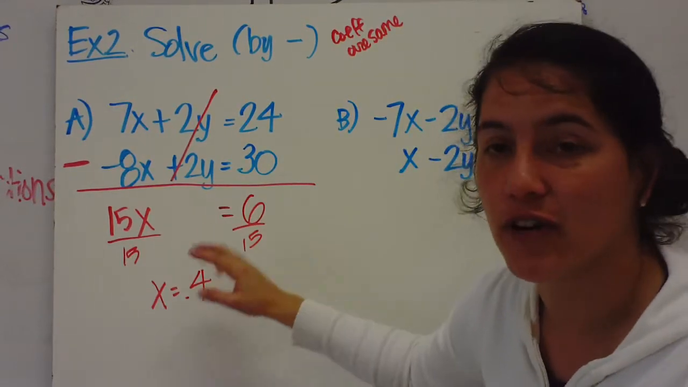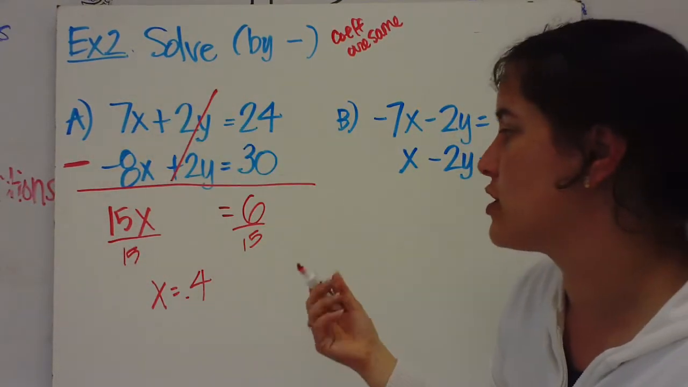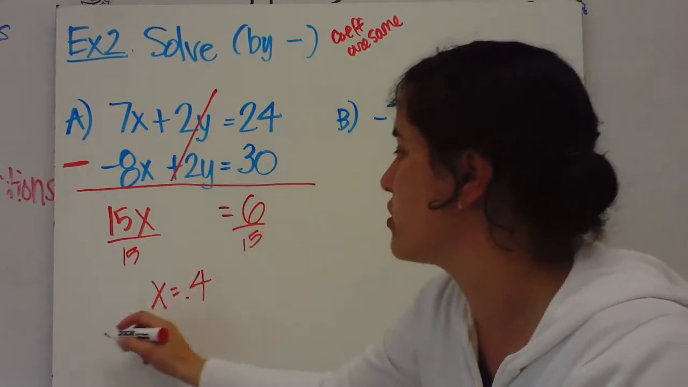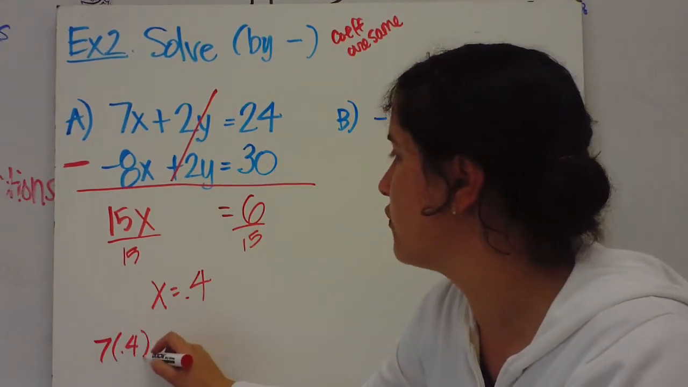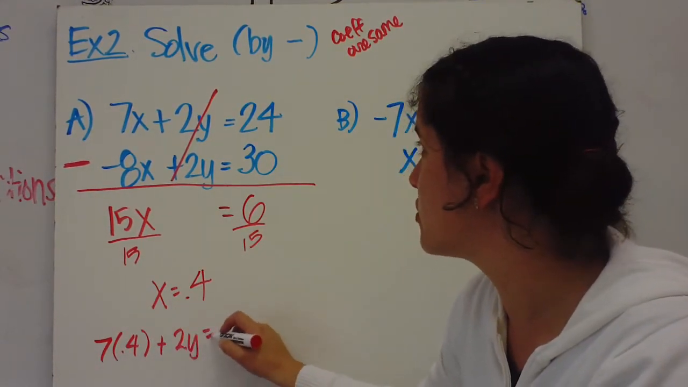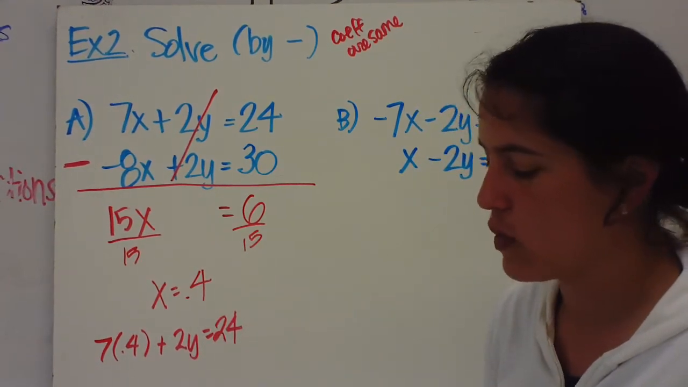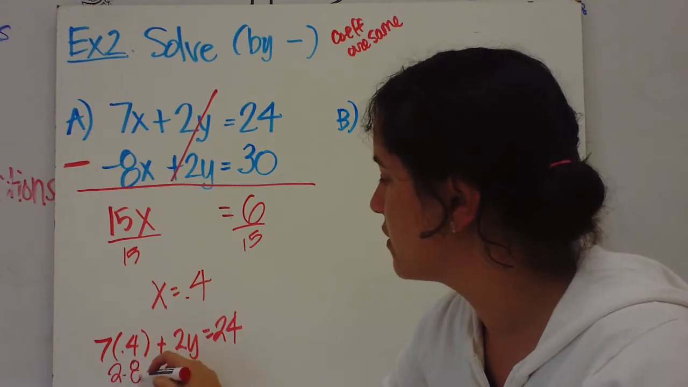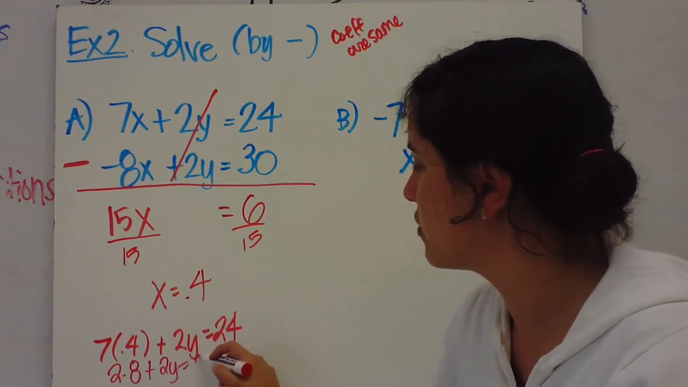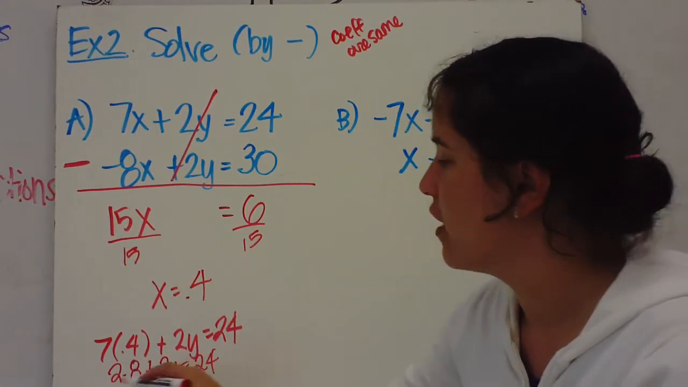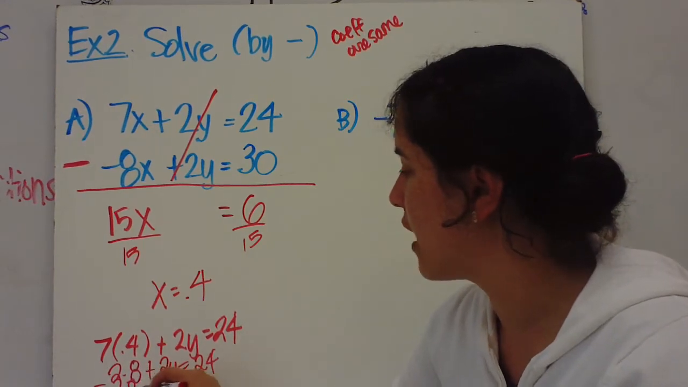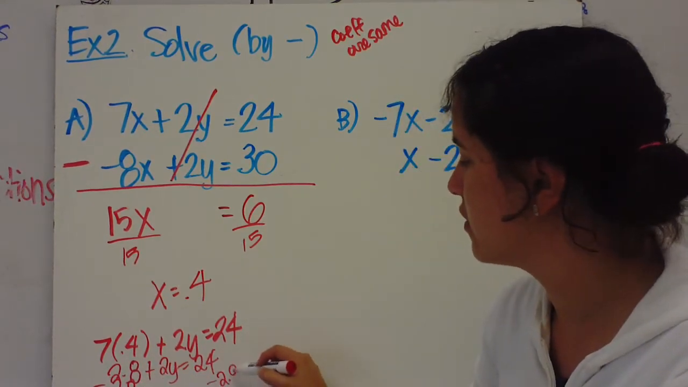I have a value for x, so I need to plug it back in. I'm going to use, it doesn't matter, I'm just going to use the top equation. 7 times 0.4 plus 2y equals 24. 7 times 0.4 is 2.8, plus 2y equals 24. You have to subtract 2.8 from both sides.